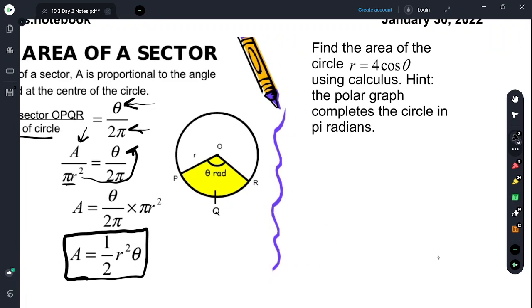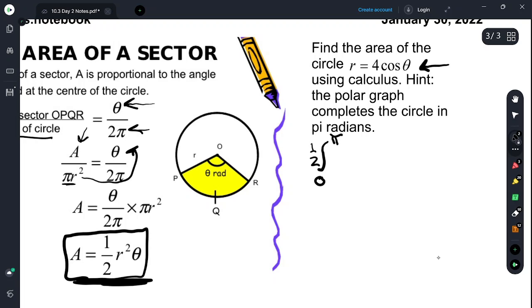Find the area of the circle r equals 4 cosine theta using calculus. Hint: the polar graph completes the circle in pi radians, which means that we're going to integrate to find the area. So we're going to integrate from 0 to pi to find the area of the circle.